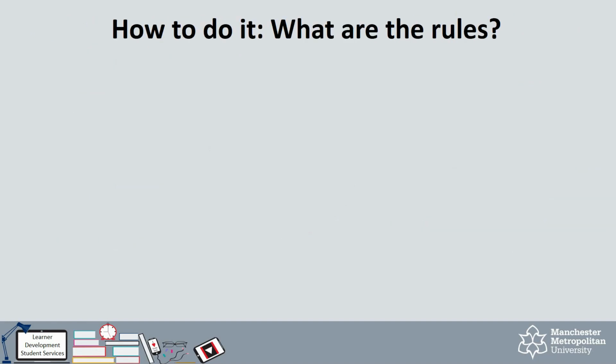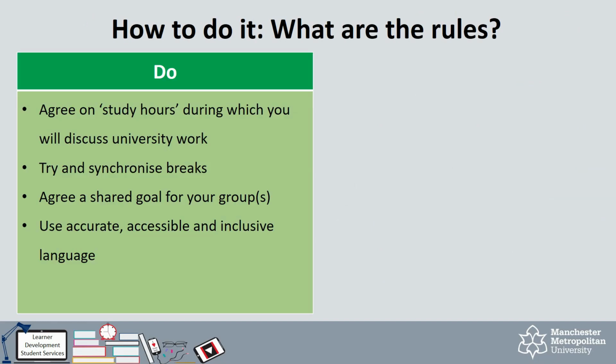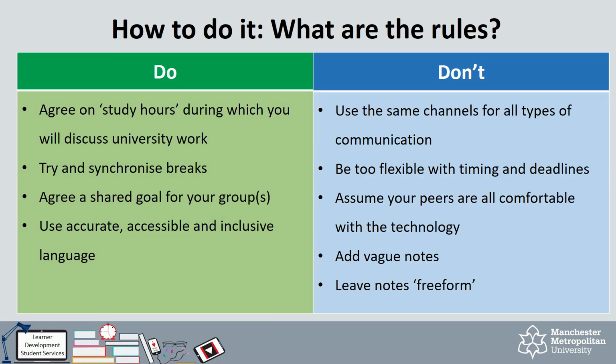There are a few key do's and don'ts with supportive study networks. Do agree on study hours during which you will discuss university work. Try and synchronize breaks, agree a shared goal for your group, and use accurate, accessible, and inclusive language. Don't use the same channel for all types of communication. Don't be too flexible with timings and deadlines. Try to emulate the structure of your university course. Don't assume all your peers are comfortable with the technology, but offer help where needed. Don't add vague notes or leave them free-form. Try to have a structure.